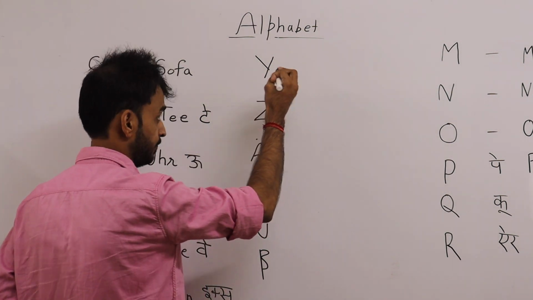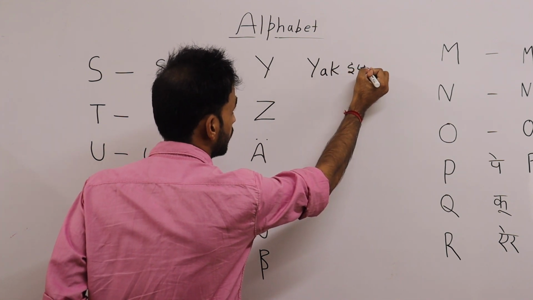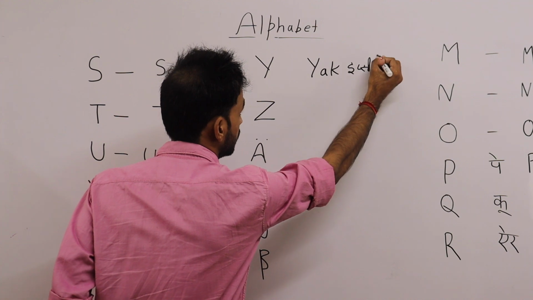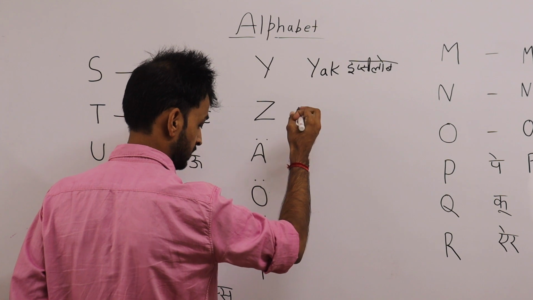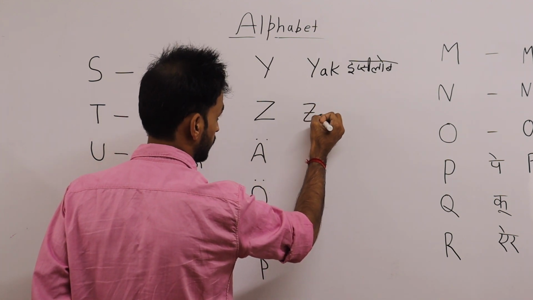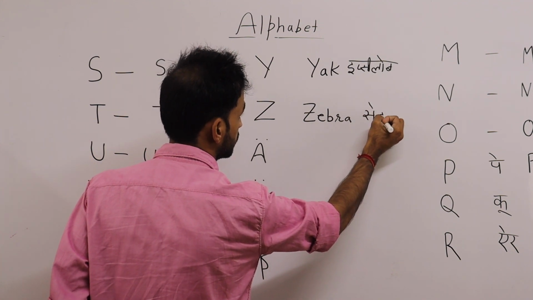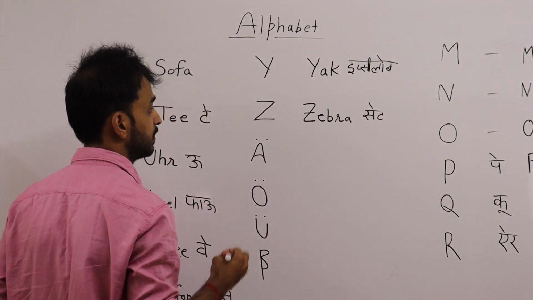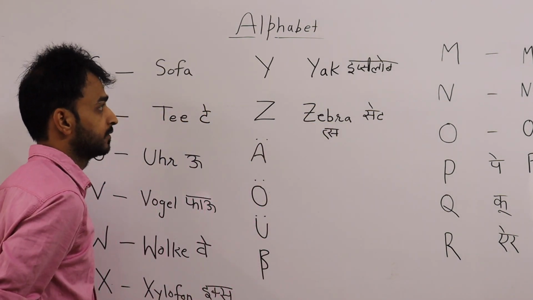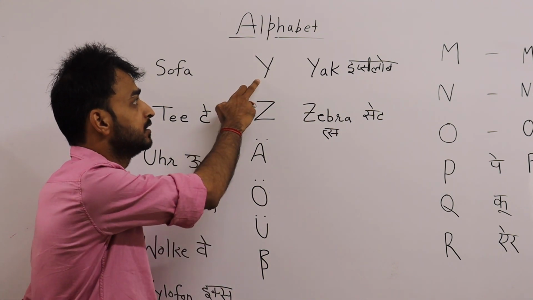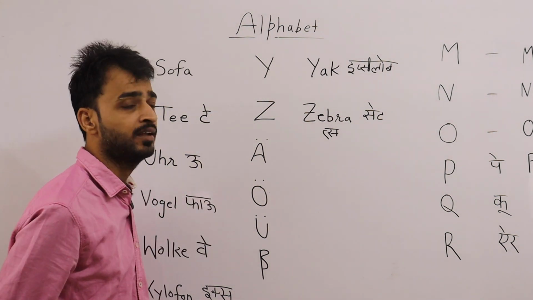Next we have Ypsilon. Yak is the word, and it is called Ypsilon. Look at the name, Ypsilon. And then Zett, Zebra. It is called Zett. The sound is Ts. If you are a Hindi learner, it is like ts.